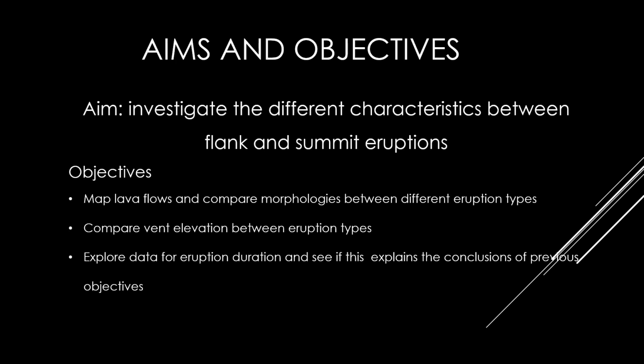The aim of this study is to investigate the different characteristics between flank and summit eruptions. This will be done for a number of objectives, the first of which will be to map lava flows and compare the morphologies between the different eruption types. This will be done using Google Earth to draw polygons around the flows, helping to deduce area. Comparisons will then be made between the area of the flank and summit eruptions for any notable variations.